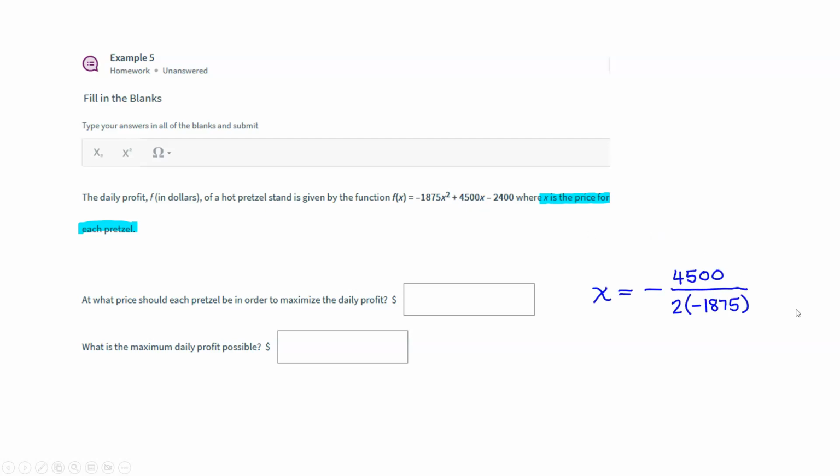So putting those values into that formula of negative b over 2a, and when you calculate all of this out, you get that x equals 1.2. That's $1.20. So you're going to have $1.20 be the price of the pretzel that's going to maximize the daily profit. Of course, what is that maximum daily profit? Well, you're going to put that 1.2 into f of x, and substitute in for the x, and when you do that, it comes out to be 300. So $300 is the maximum daily profit under these conditions.